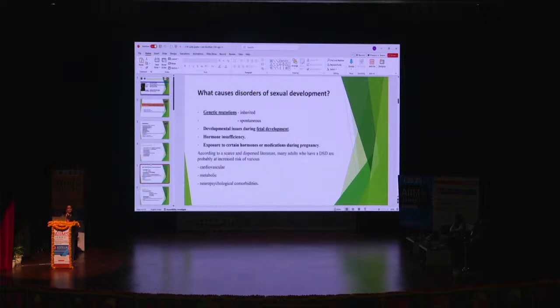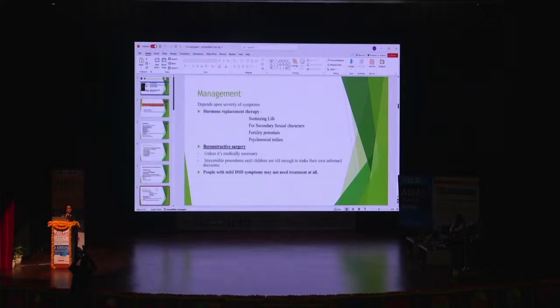What causes the disorders of sexual development? Mostly genetic mutations, which may be inherited, that is from parents to offspring, or spontaneous, which has no cause, idiopathic. Then developmental issues during the fetal development, hormone insufficiency, and exposure to certain hormones or medications during pregnancy. According to the scarce and dispersed literature, many adults who have DSD are probably at increased risk of various cardiovascular, metabolic, neuropsychological comorbidities.